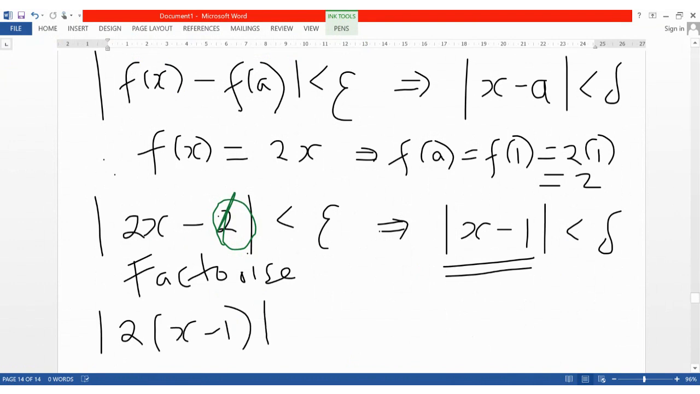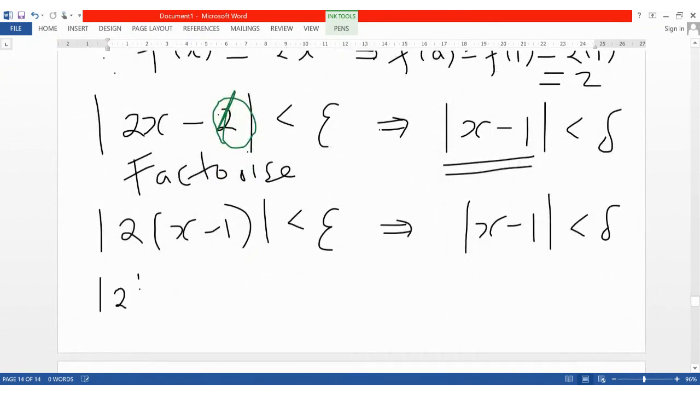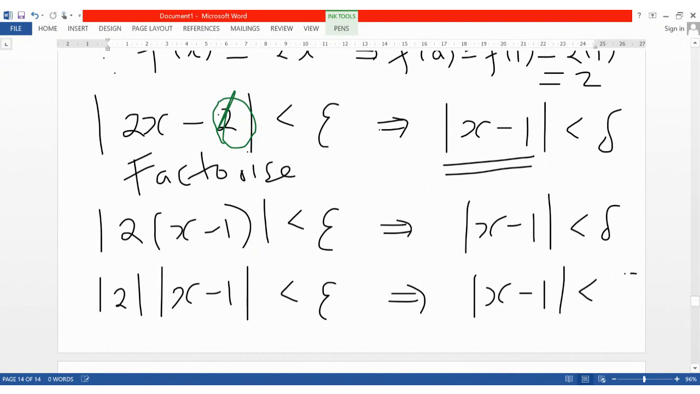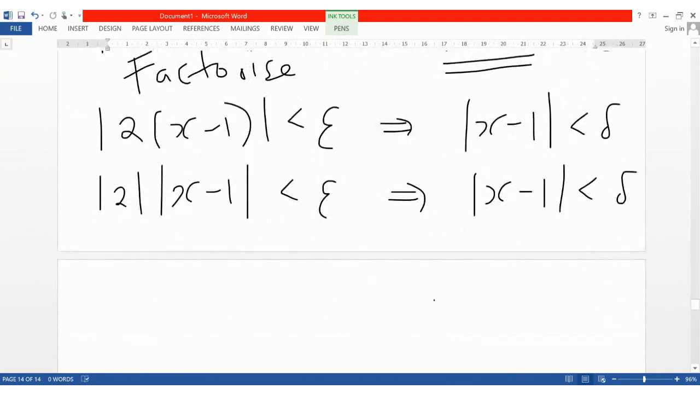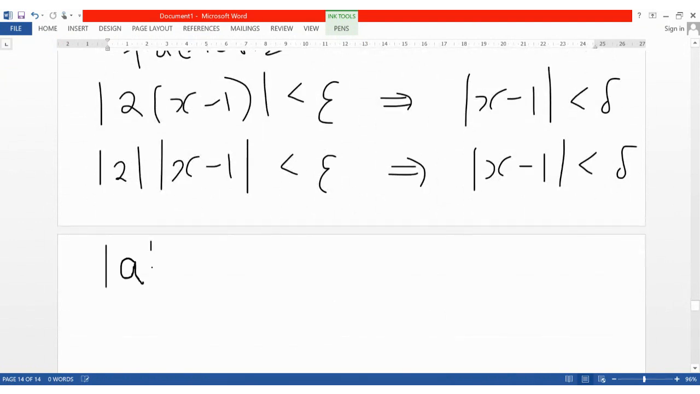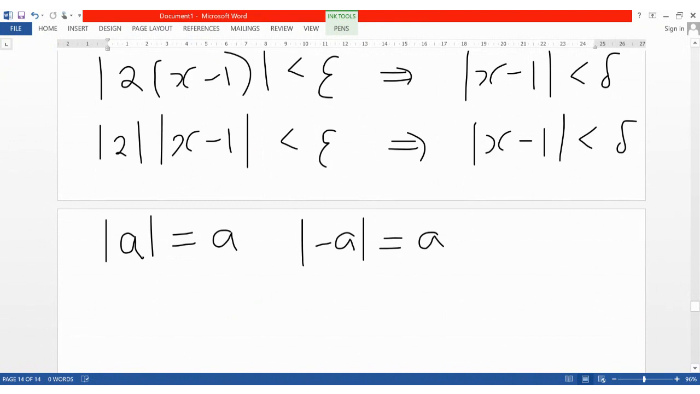Magnitude is less than epsilon whenever x minus a is less than delta. Remember, I want to show a relationship between delta and epsilon. So from there, we can distribute the magnitude on the 2, and then on the x minus 1. The magnitude of a positive number remains what it is. As I said in the previous class, the magnitude of negative a becomes positive. So for any negative number, it becomes positive, and for every positive number, it remains positive.